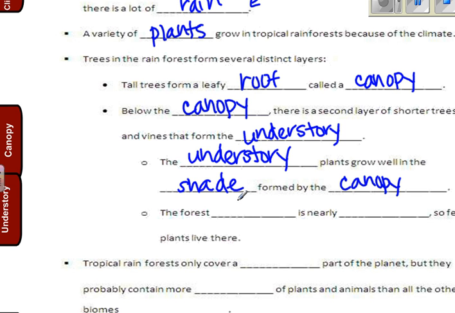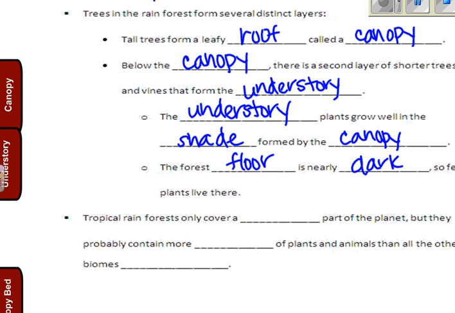But the forest floor is nearly dark. So few plants can live there because producers have to be able to have that sunlight to perform photosynthesis, and that way they can make their own food. If there's not sunlight, then they're not going to be able to live. So that's why there are very few plants that live there.